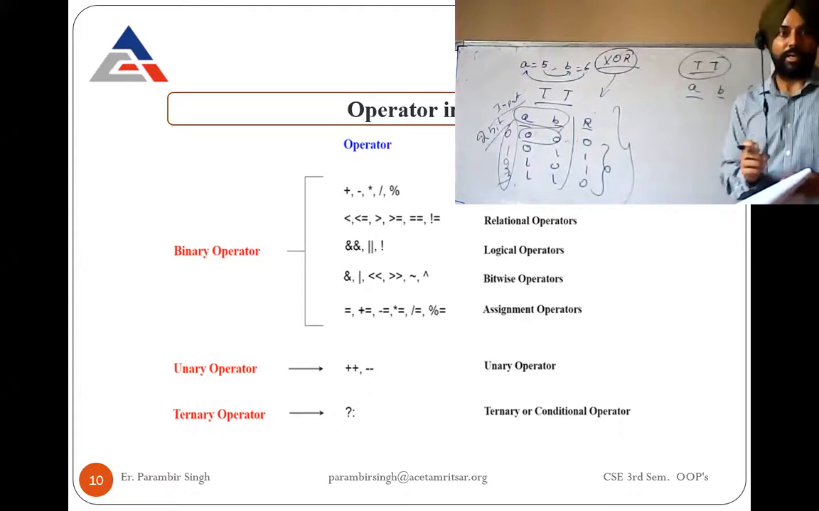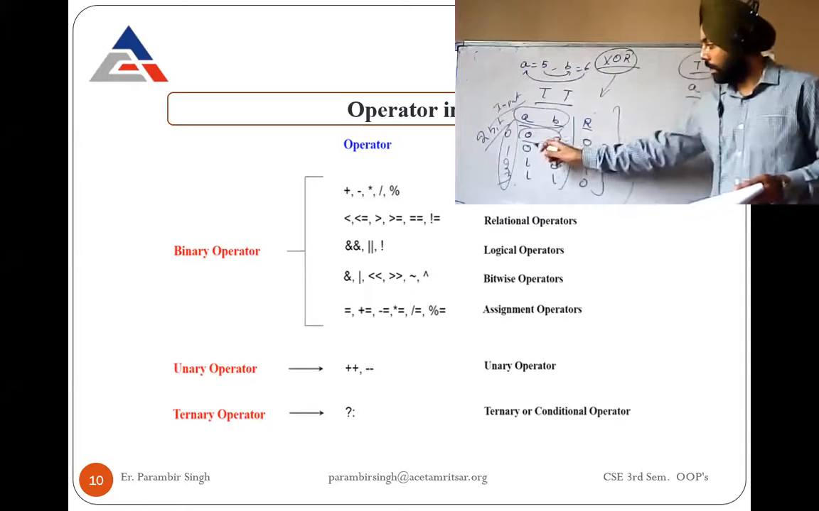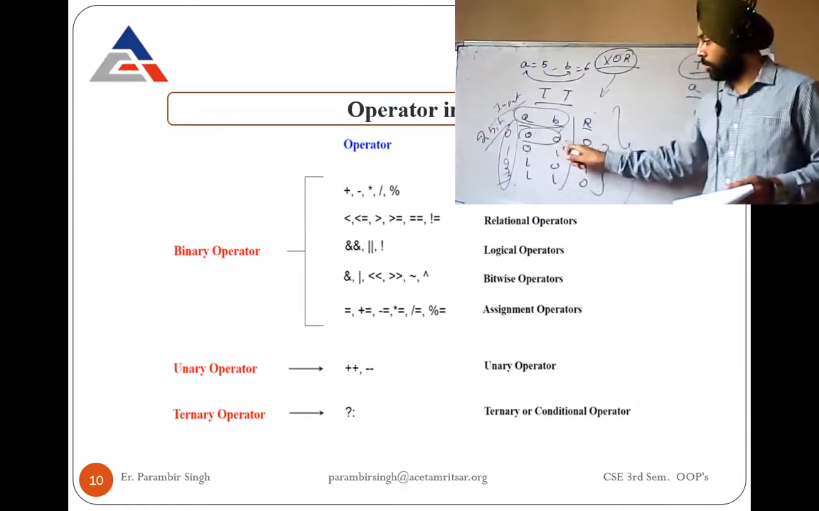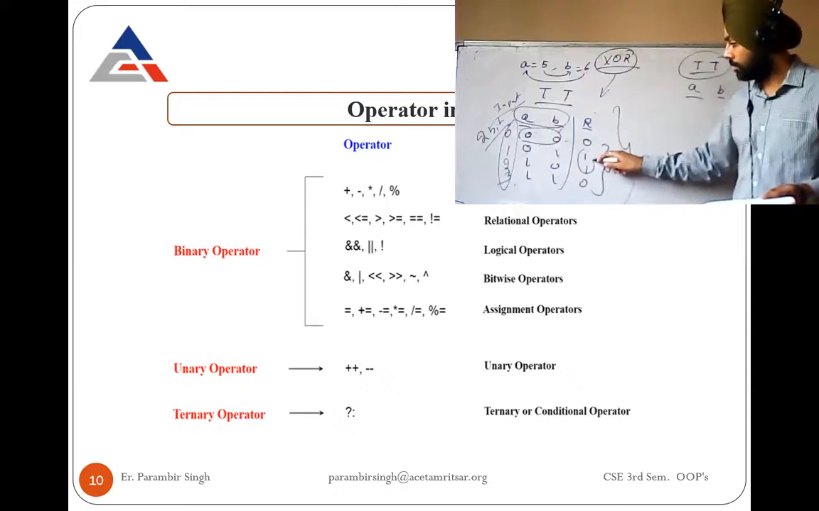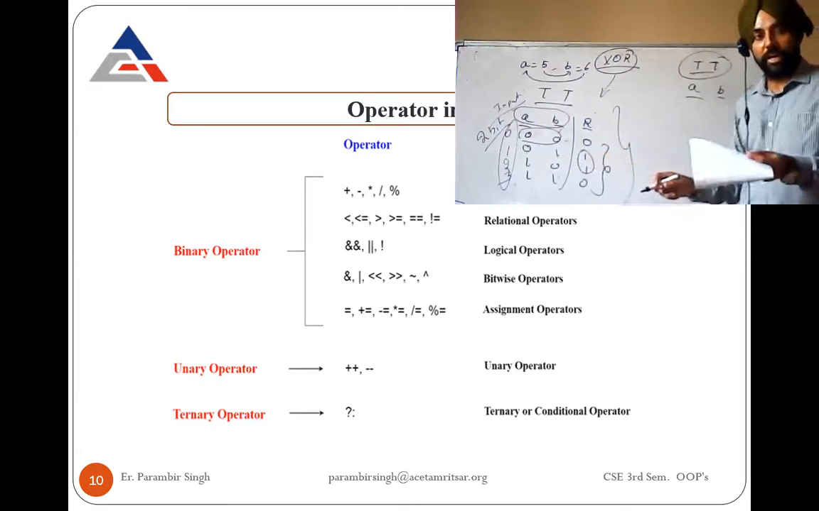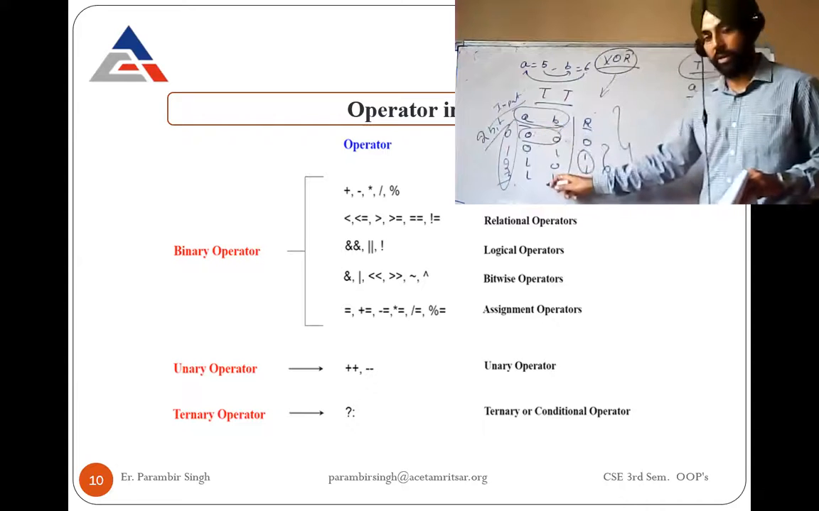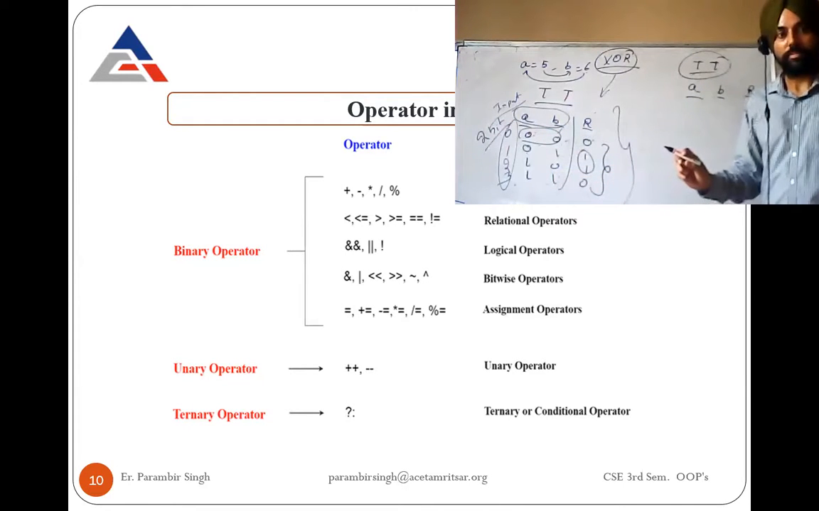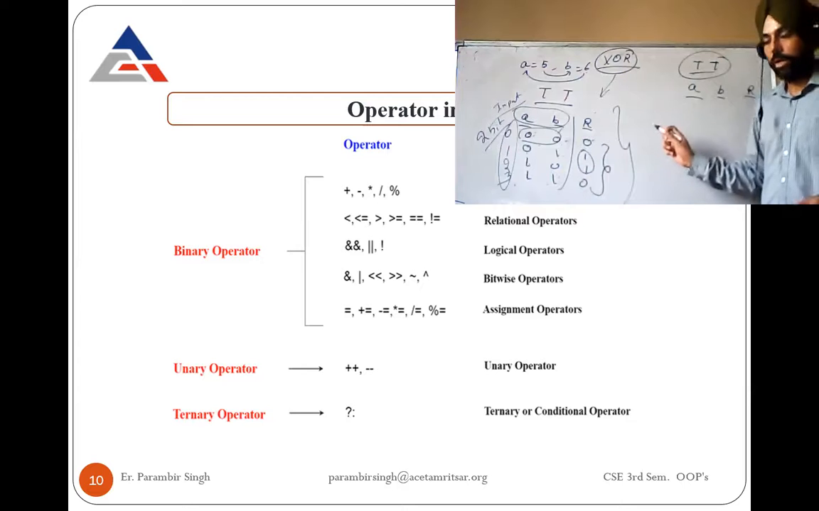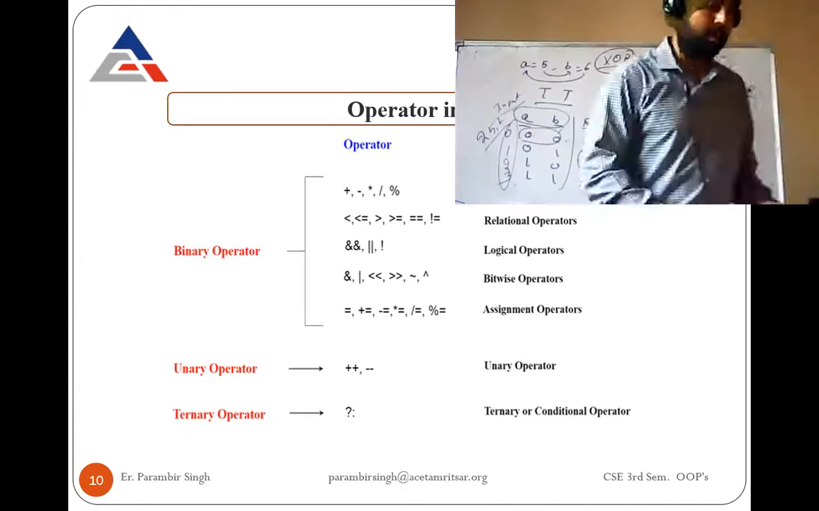The XOR operator works so that only when A's input and B's input are different, the answer becomes 1. If A's value and B's value are the same, whether 0 or 1, the output is 0. Okay. So now how will it work in a C++ program?